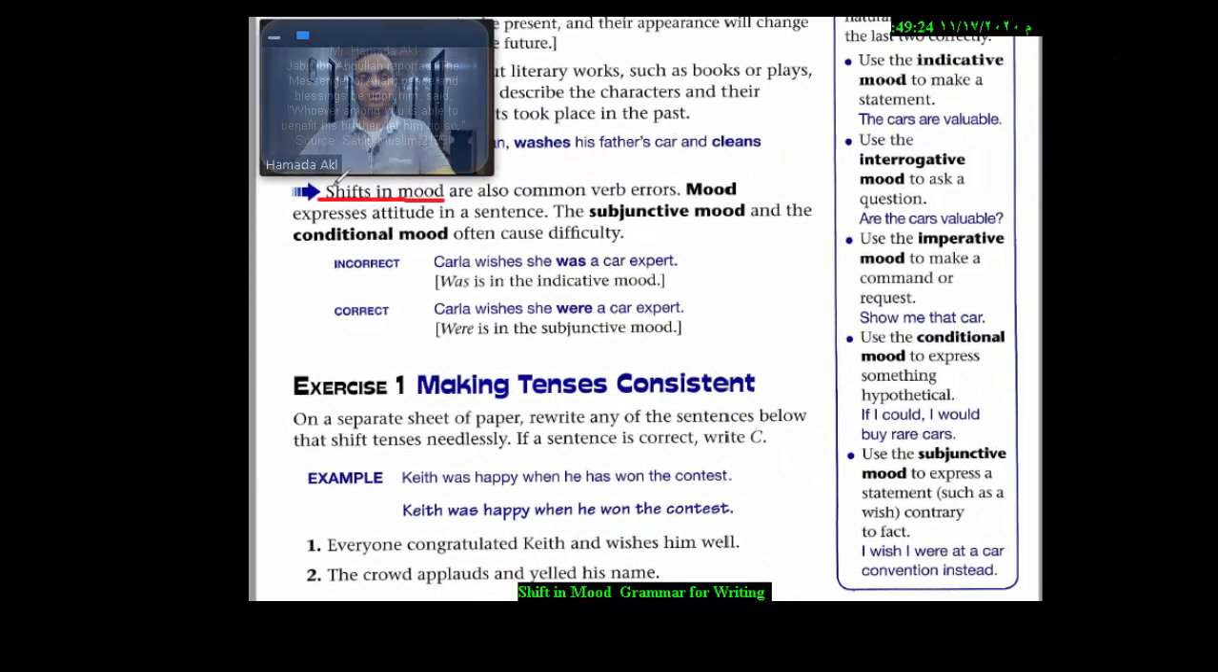Shifts in mood. What is a shift? It's a change. And what's a mood? It's an attitude. Shifts in mood are also common verb errors. Mood expresses the attitude in a sentence.